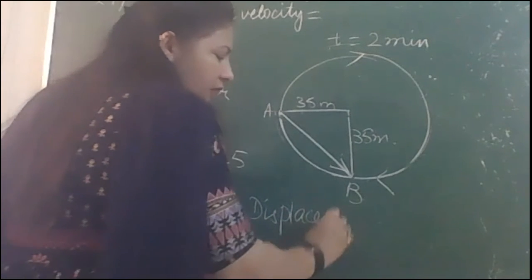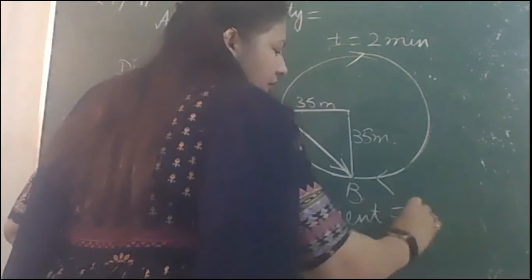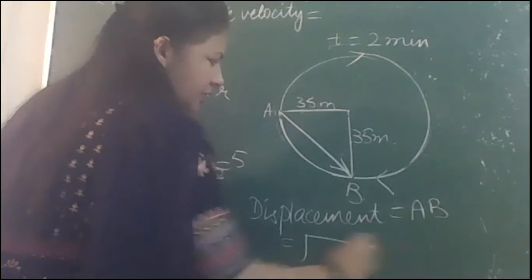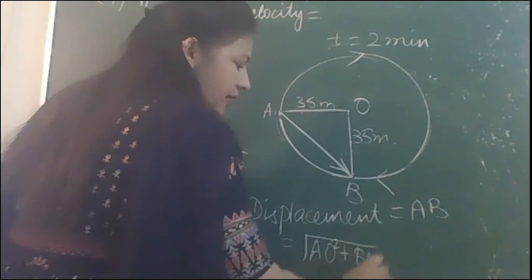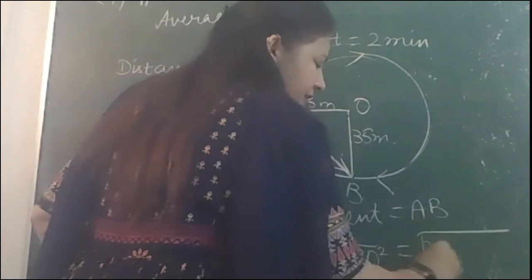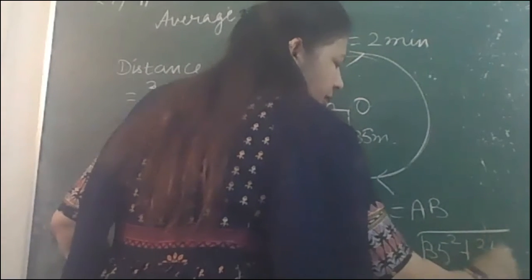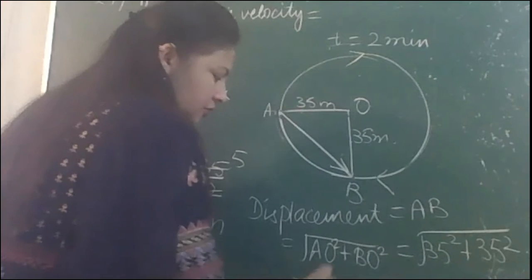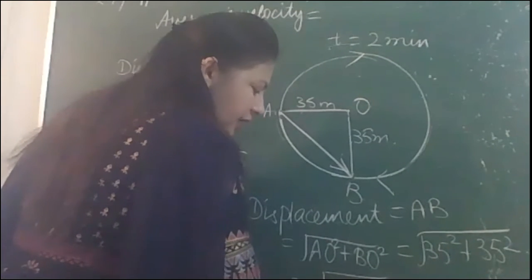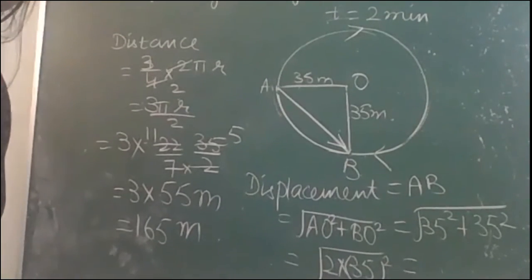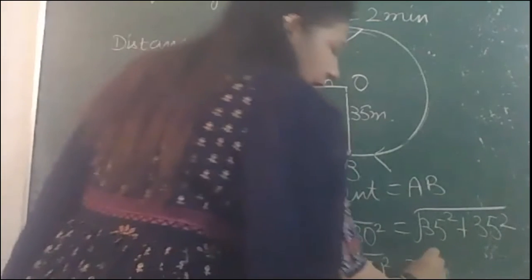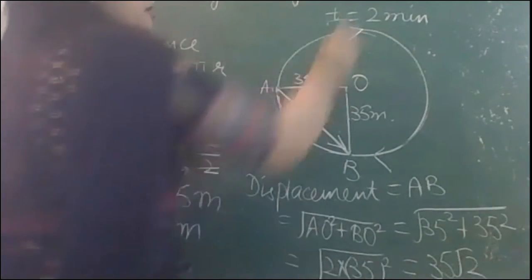And again we will be solving it by applying Pythagoras theorem. That is under root AO square plus BO square, 35 square plus 35 square. So that is 2 into 35 square. 35 square we can take out of the square root and it will become 35 root 2. Okay, further we can solve.